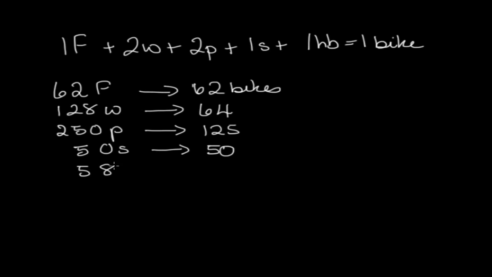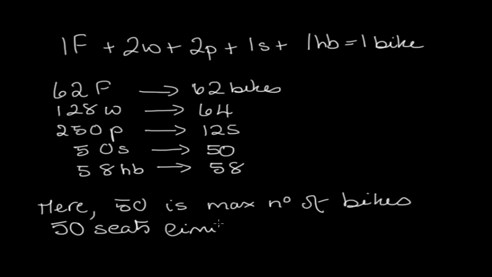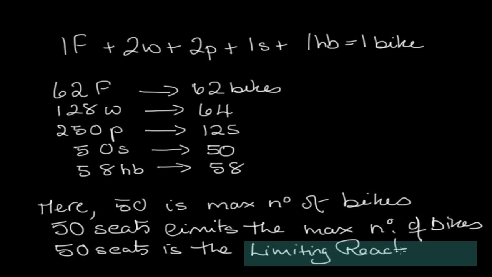58 handlebars, 58 bikes. Now, looking at that list, it's plain that we can in fact only make 50 bikes with lots of parts left over. The 50 bikes is the maximum we can get. That means that the 50 seats, which is determining the 50 bikes here, the 50 seats are what we call the limiting number, the limiting component, or in the case of chemistry, the limiting reactant.